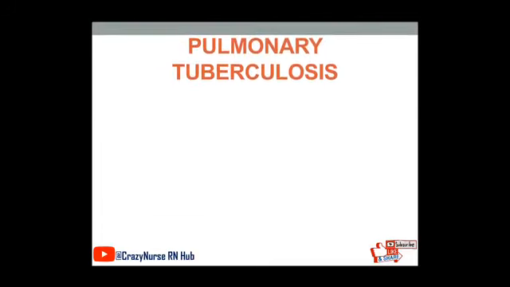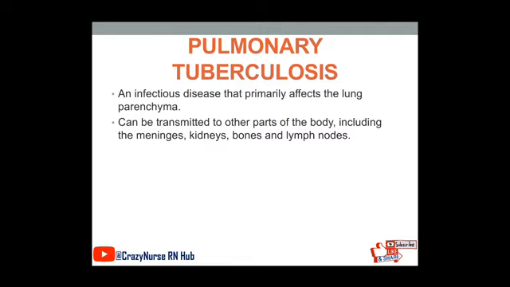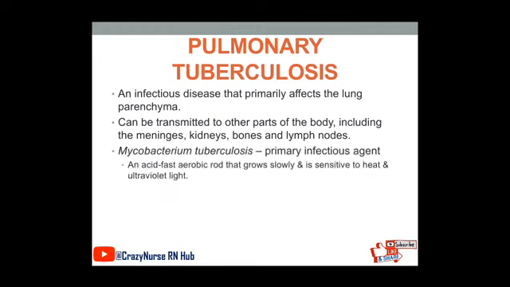Now let's discuss pulmonary tuberculosis. It is an infectious disease that primarily affects the lung parenchyma. It can be transmitted to other parts of the body, including the meninges, kidneys, bones, and lymph nodes. Mycobacterium tuberculosis is the primary infectious agent, and it is an acid-fast aerobic rod that grows slowly and is sensitive to heat and ultraviolet light. Mycobacterium bovis and Mycobacterium avium are rarely associated with TB infection.